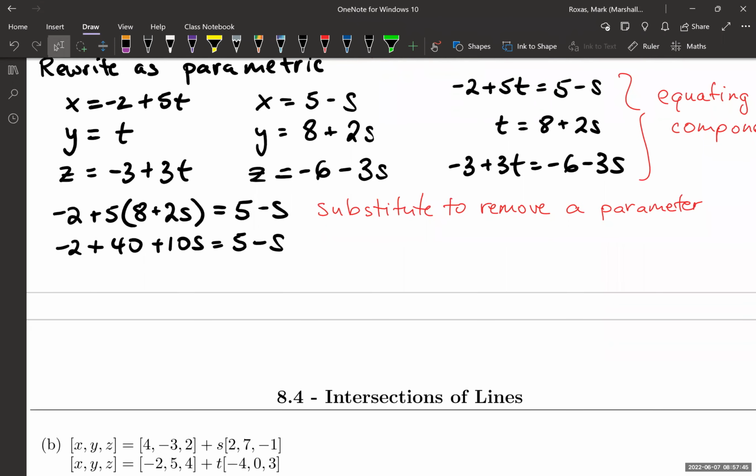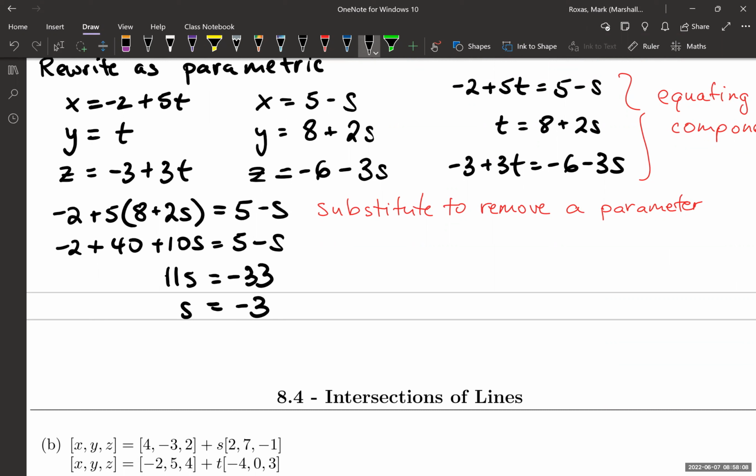And then I bring the s's to one side, so I'll bring them to the left side. I'm going to have 11s equals 5. I bring the 2 and the 40 over, so plus 2 minus 40. So 7 minus 40 is negative 33. Then divide both sides by 11, I get s equals negative 3. So there's my value for s.